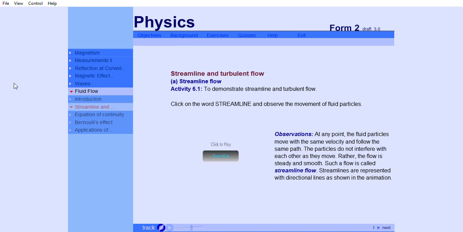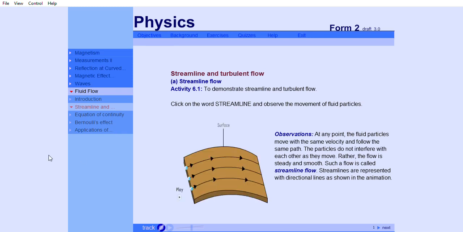Streamline and turbulent flow. Streamline flow. Activity 6.1 to demonstrate streamline and turbulent flow. Click on the word streamline and observe the movement of fluid particles. Observations: at any point, the fluid particles move with the same velocity and follow the same path. The particles do not interfere with each other as they move. Rather, the flow is steady and smooth. Such a flow is called streamline flow.